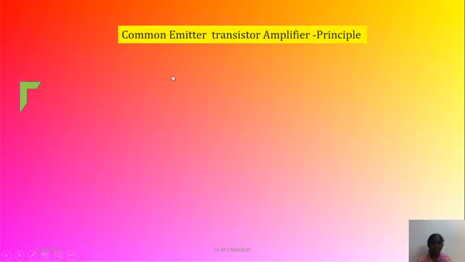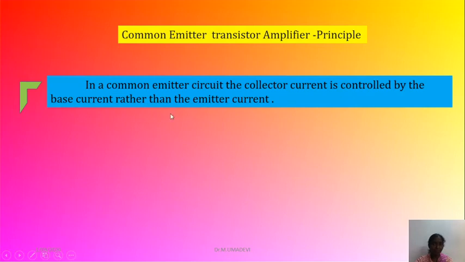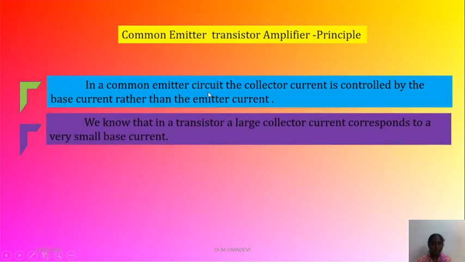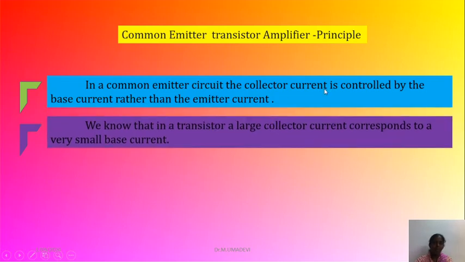Next we'll see the principle of common emitter transistor amplifier. In a common emitter transistor circuit, the collector current is controlled by the base current rather than the emitter current. Let me repeat this point. In a common emitter circuit, the collector current IC is controlled by the base current IB rather than the emitter current IE, because the base is the input and collector is the output.